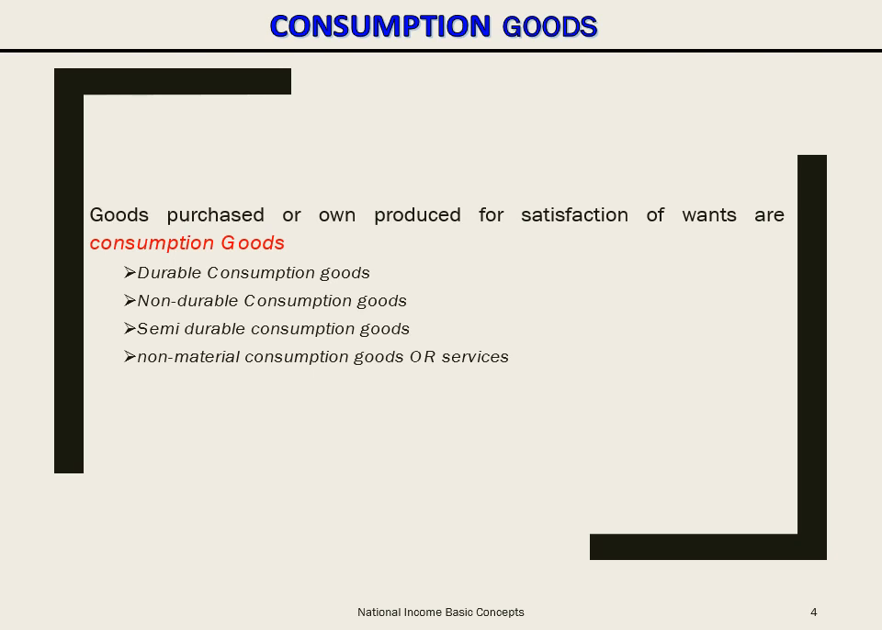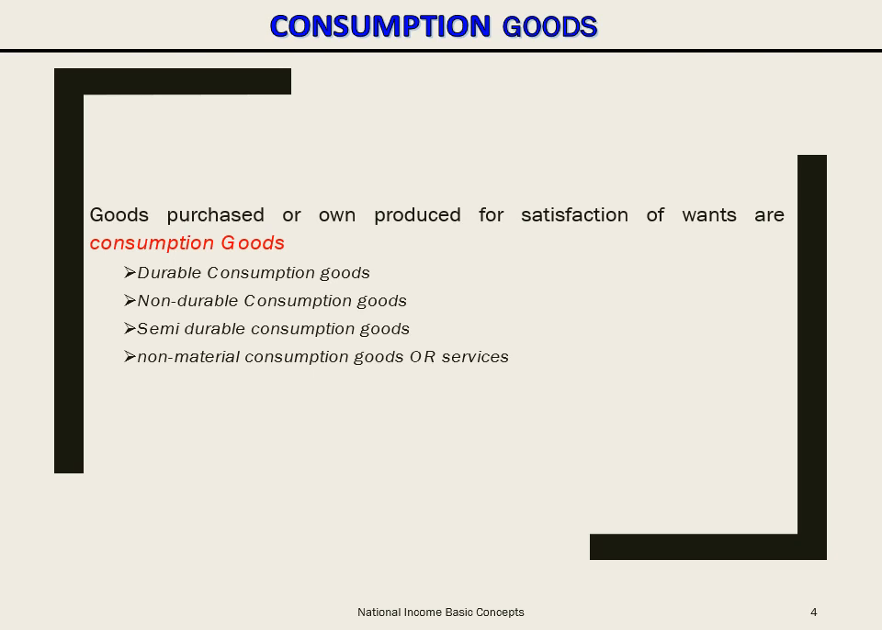Durable consumption goods, as the word durable itself suggests, are those consumption goods which are used for a longer period of time. They provide their services over a period of time, and that is why they are called durable consumption goods, because the word durable itself means something that can be used for a longer period of time.